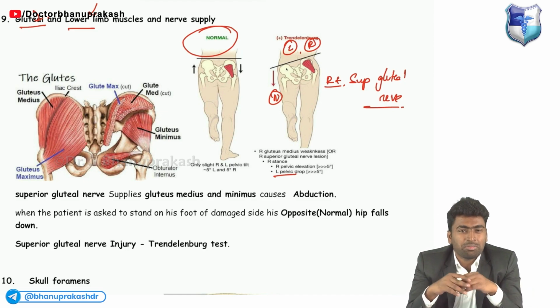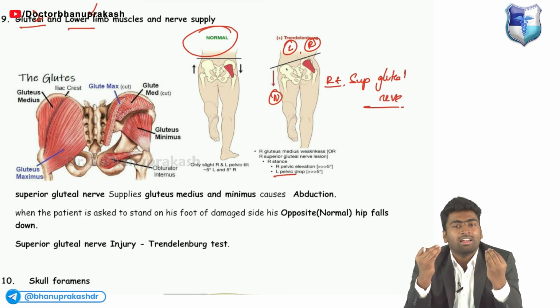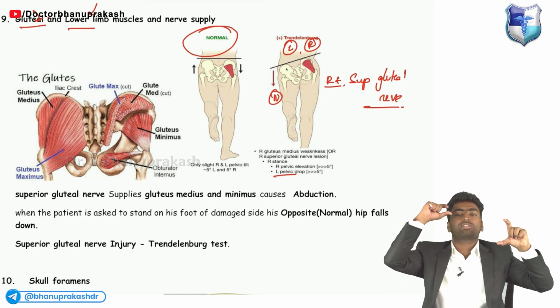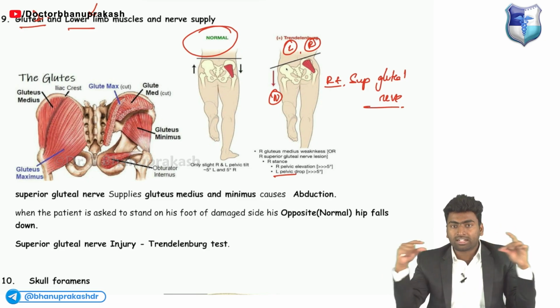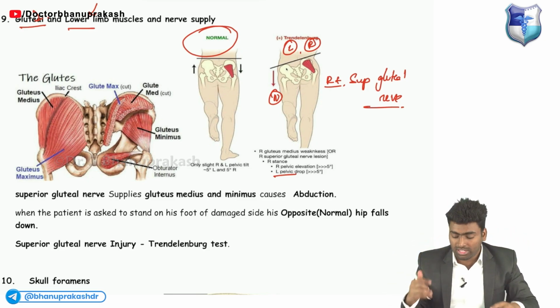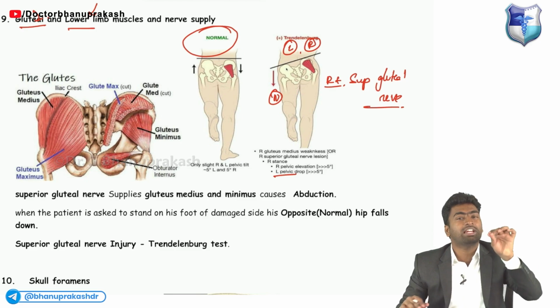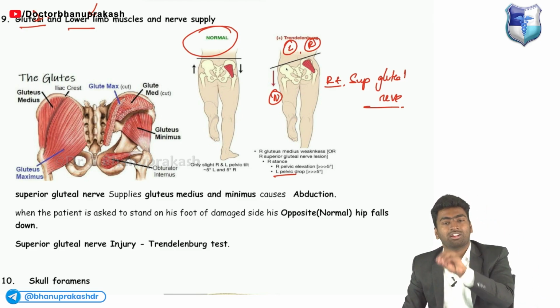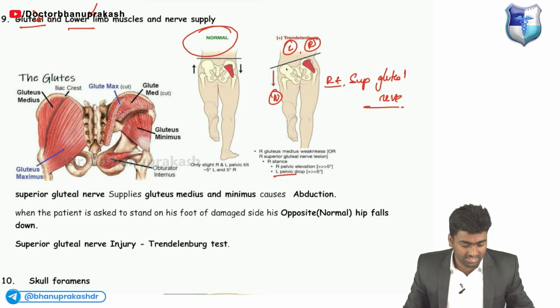It is that easy, because students make unnecessary confusion in it. Remember, the superior gluteal nerve supplies gluteus medius and minimus. They are the abductors, and the normal side sinks. Here the normal side is the left, so the left side is sinking, so the right side is affected, so the right superior gluteal nerve is affected. That's it.